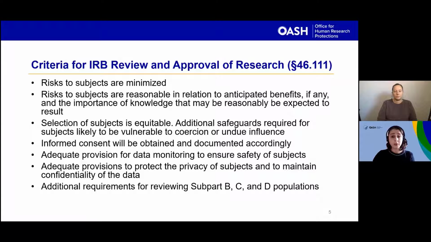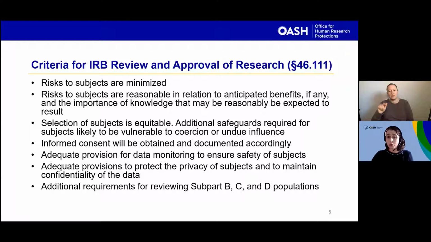To dive deeper, what are these regulatory criteria for IRB review and approval of research? The regulations at 45 CFR 46.111 outline criteria that an IRB shall consider and determine are satisfied in order to approve a research study. You'll recall that Yvonne's presentation outlined the principles of the Belmont Report. The 111 review criteria are, in essence, the implementation of these ethical principles. So think of the regulations as the ethical principles put into practice.